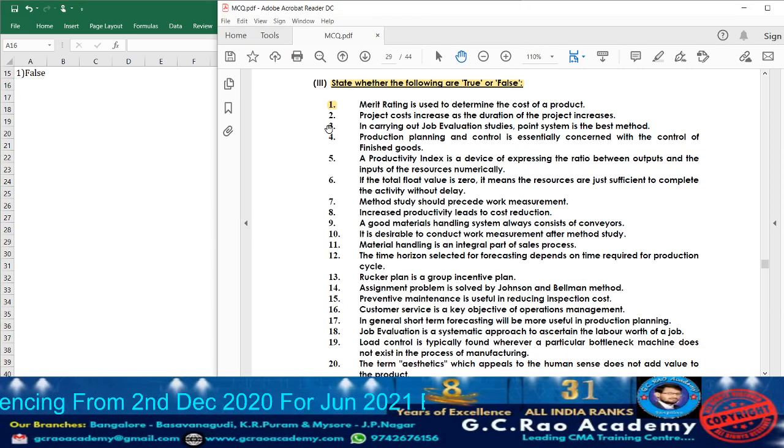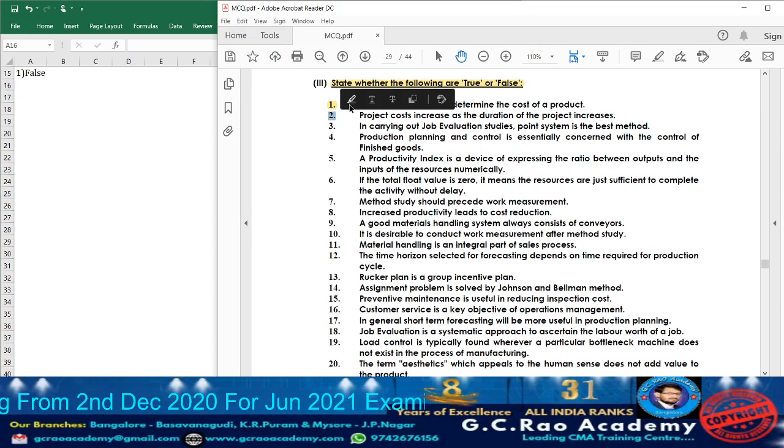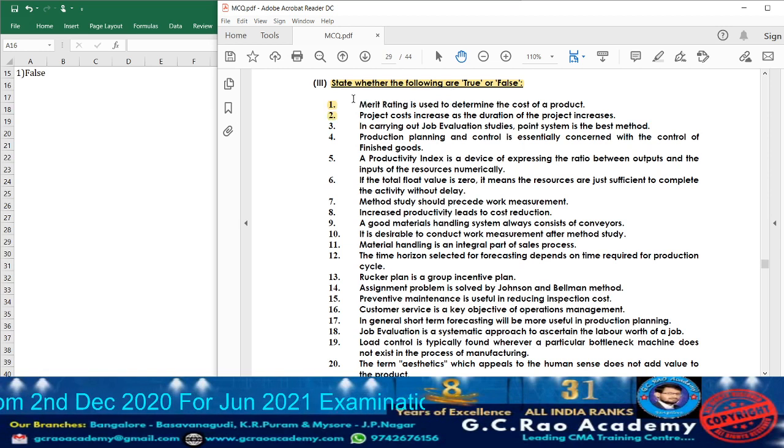Now moving on to statement number 2. What is that telling? Project cost increases as the duration of the project increases. See what they are telling? The project cost, that is, the cost that will be incurred to complete a particular project, increases as the duration of the project increases.